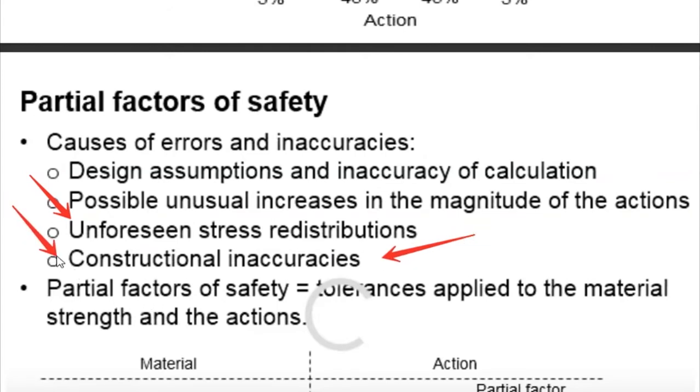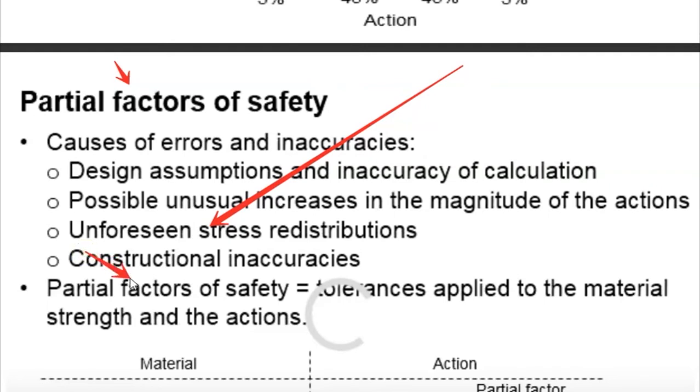Even in construction, you can have a minor mistake at construction time. So these are cut off by the partial factor of safety. Otherwise, the structure cannot be permanent. So we say that in order to cut off the unforeseen, you use the partial factor of safety.